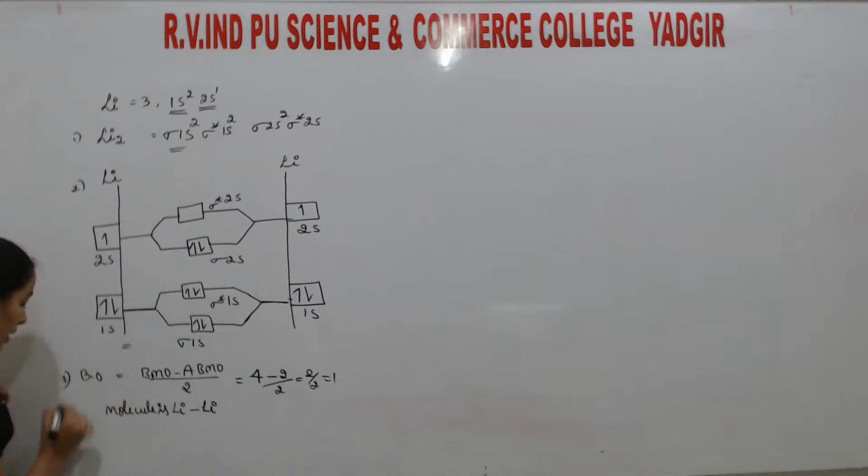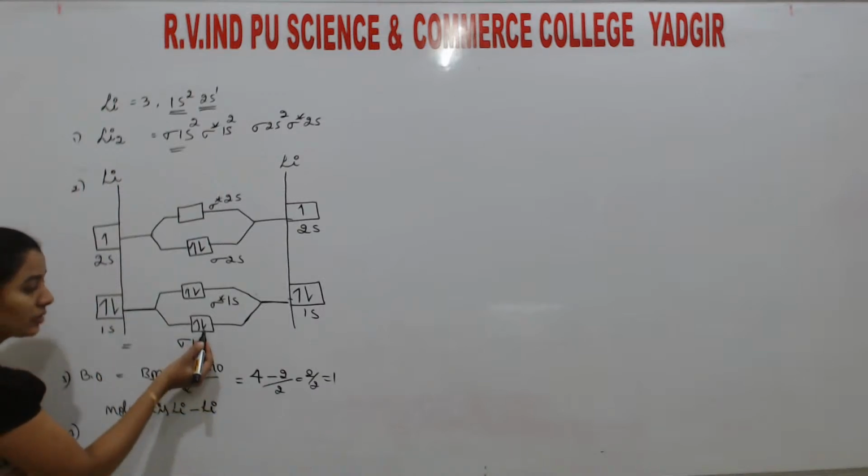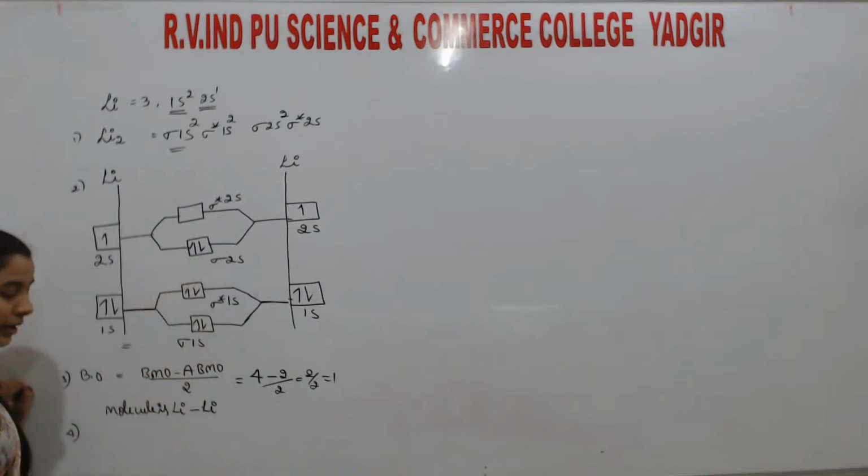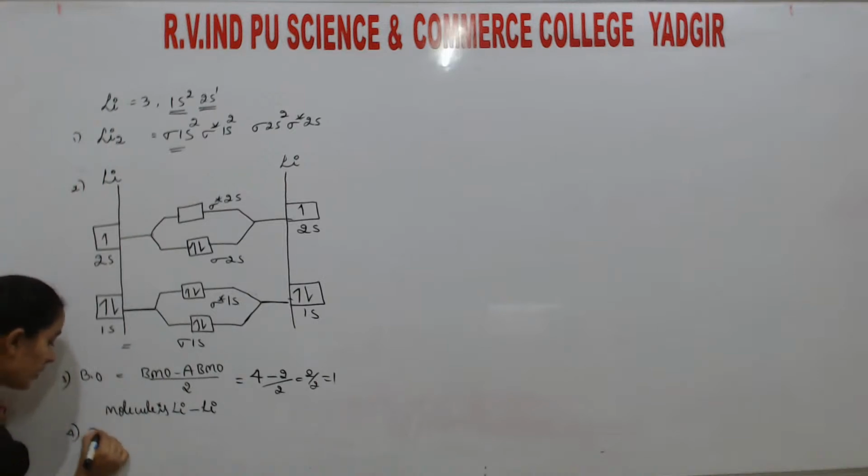Next, the fourth one, magnetic property. This is a paired electron. Listen, this is paired, this is also paired, and this is also paired. Means it is diamagnetic.